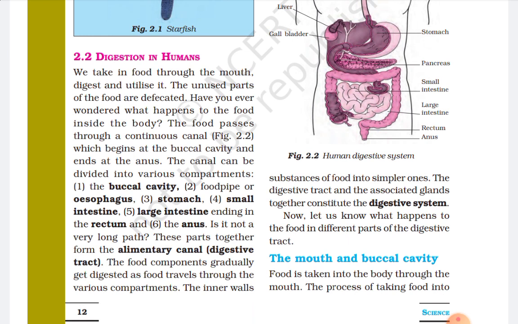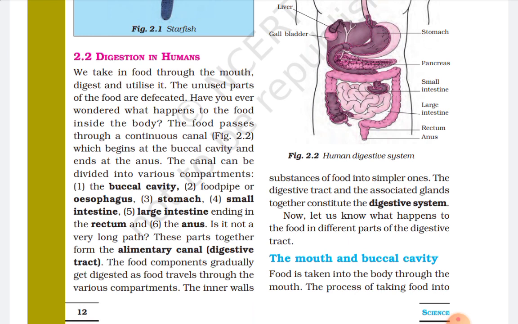The canal can be divided into various compartments: the buccal cavity, food pipe or esophagus, stomach, small intestine, large intestine, ending in the rectum and the anus. Rectum is the path from the large intestine to the anus. Anus is the tip. It is not a very long path. These parts together form the alimentary canal or digestive tract.